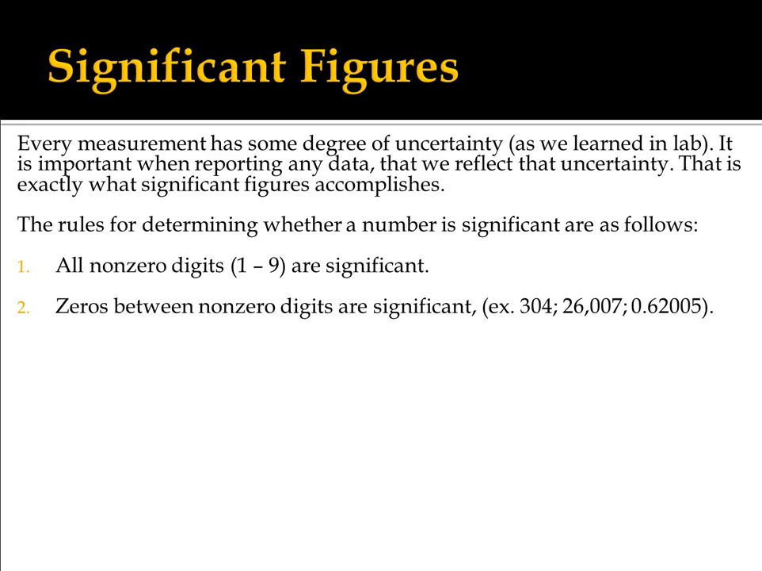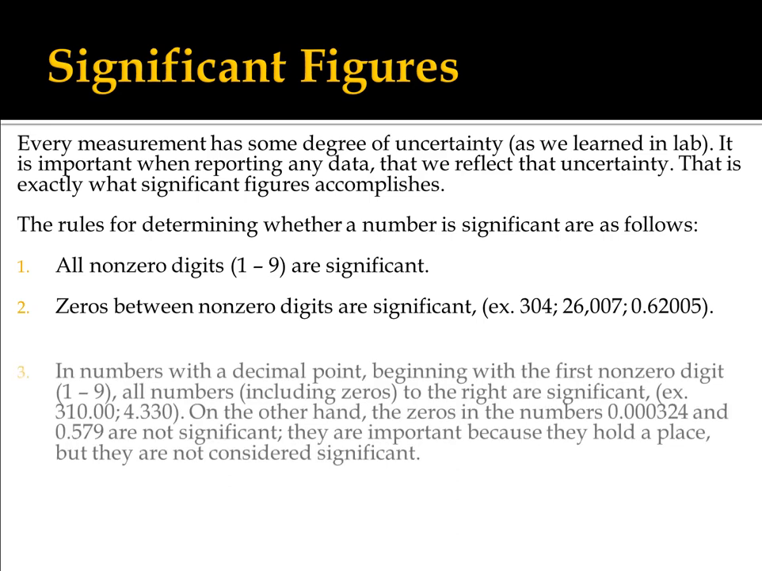And 0.62005 only has 5 significant figures. That 0 in front of the decimal point is only a placeholder.